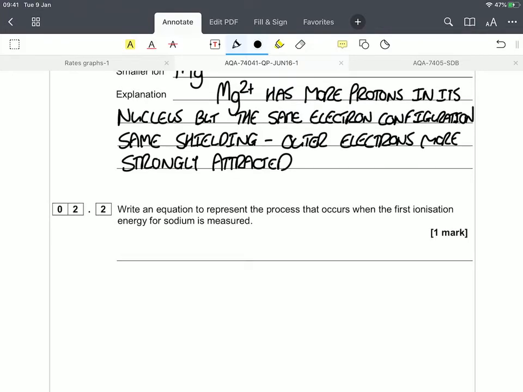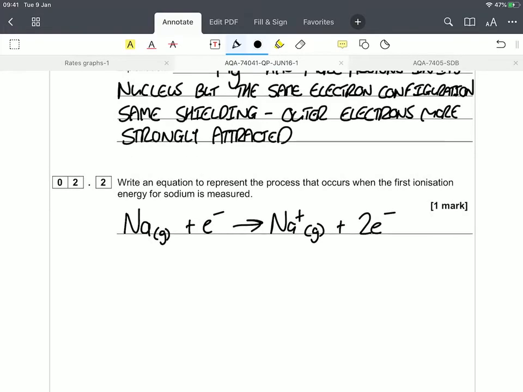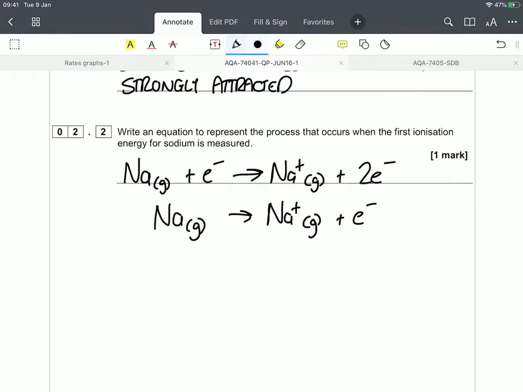Write an equation to represent the process that occurs when the first ionization energy for sodium is measured. This is a pretty standard question. Just have to watch out that you don't neglect to include your state symbols. All right, there's your answer. I mean, mark scheme might have it like this as well, because it's perfectly valid to cancel out one of the electrons from either side and put it like that. Either is fine.